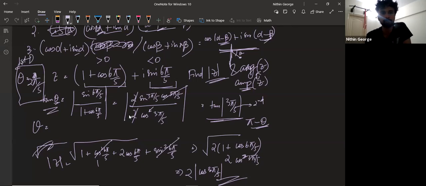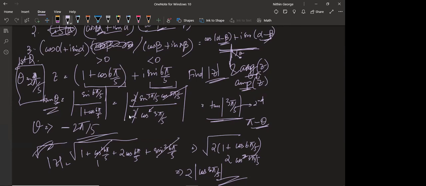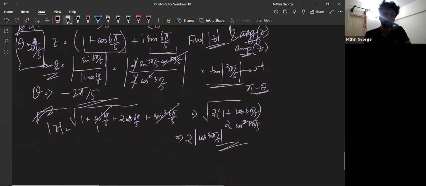This is my first quadrant theta. Now, my final answer for the argument would be minus of this because it's in the fourth quadrant. So minus 2 pi by 5 will be my final answer here. This looks like a mess, but is this clear? Yes, sir. Okay, minus 2 pi by 5 will be this.